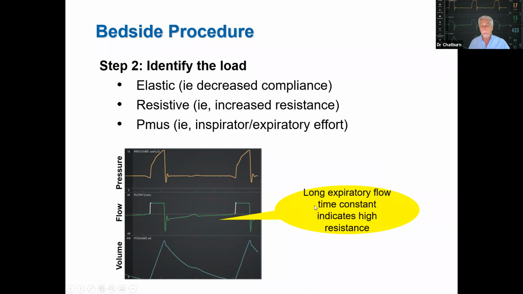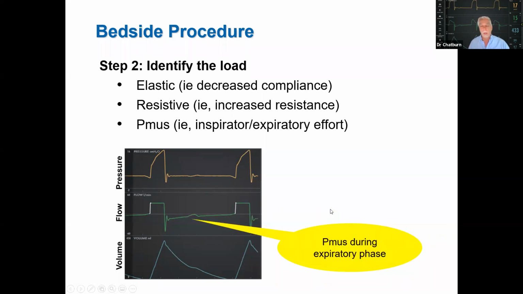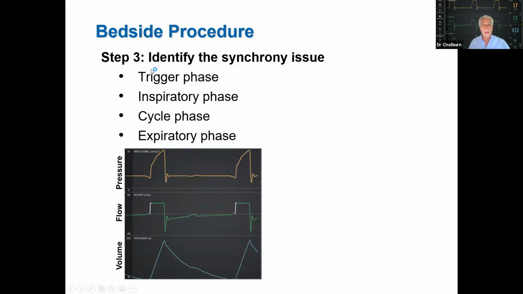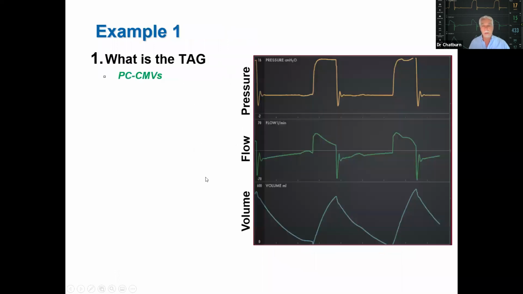Again, that means that you have to be familiar with the idea of a time constant, how it's defined, and how it relates to normal lungs or sick lungs. And here we see in the expiratory flow waveform a little bump towards inspiration, and that's our indication of an inspiratory effort, an unsuccessful one, as you can see, during the expiratory phase. And the third step is to identify the synchrony issue. We look at the trigger phase. Here we see a failed trigger effort. The patient made a trigger effort, the flow did not go through zero, so the ventilator didn't even know the patient was attached.